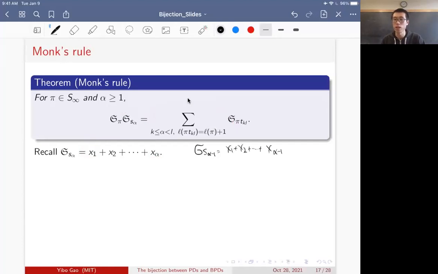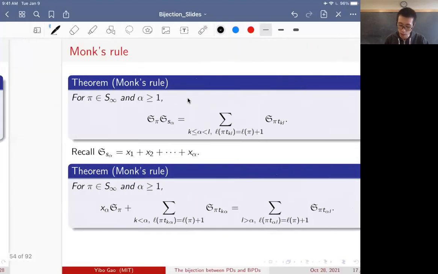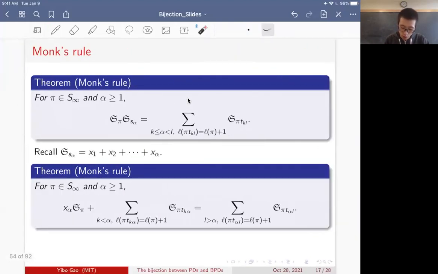And you can get another formula and you can subtract these two, so you know how you can multiply the Schubert polynomial by a single variable x alpha. What is TKL? Oh, TKL is the transposition of KL. So maybe that's more familiar. Good question.